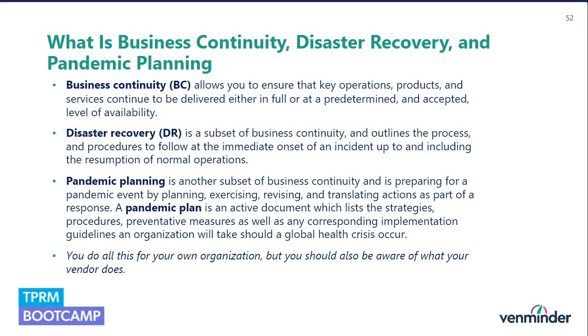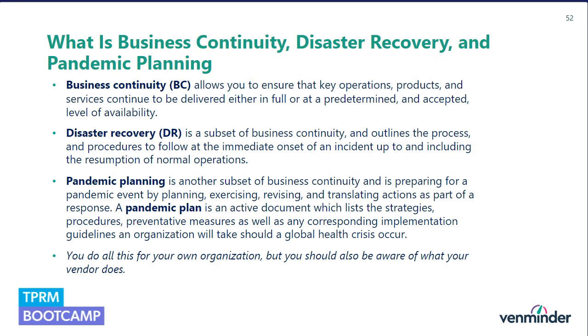Now, BCM is a comprehensive program designed to support and protect an organization's overall operations. It's an umbrella term that encompasses three major areas of focus, those being business continuity, disaster recovery, and pandemic planning. Now, when we're talking about business continuity, we're talking about what an organization does to ensure that key operations, products, and services continue to be delivered either in full or at a predetermined time or an accepted level of availability after a business impacting event.